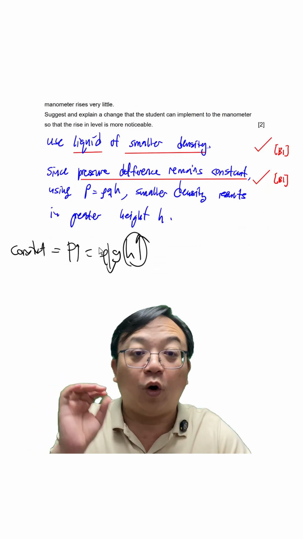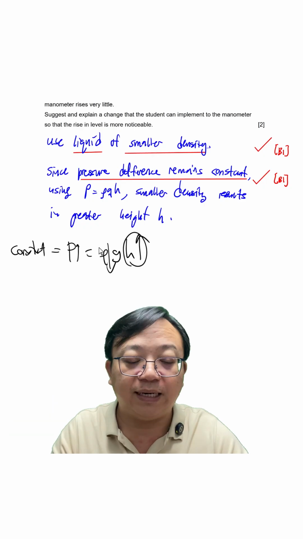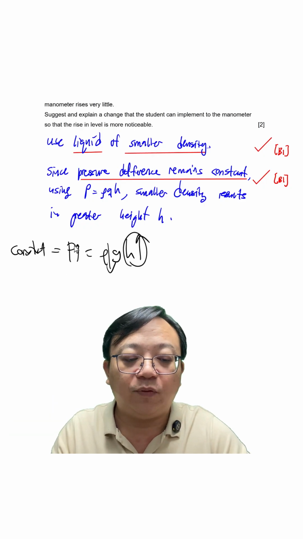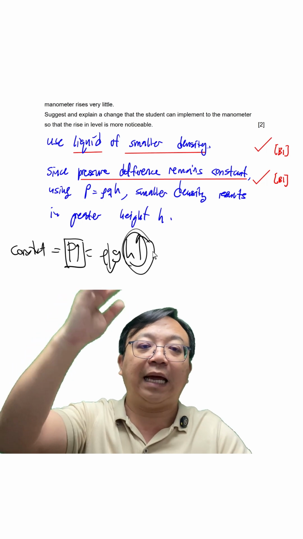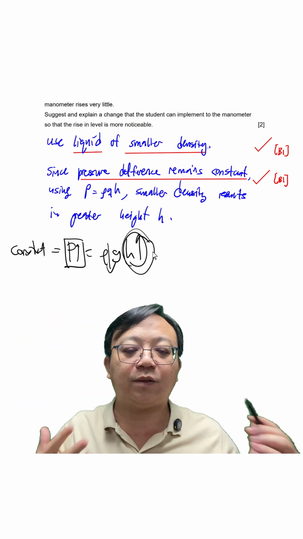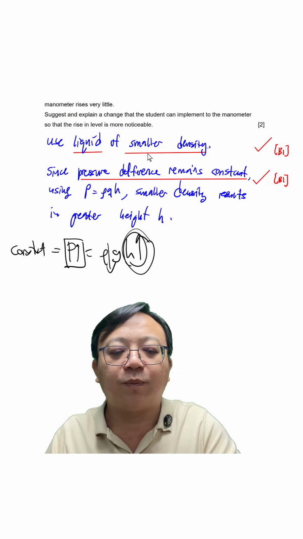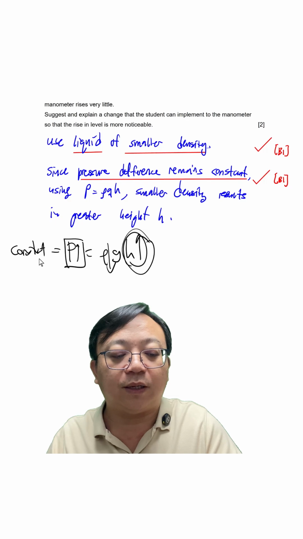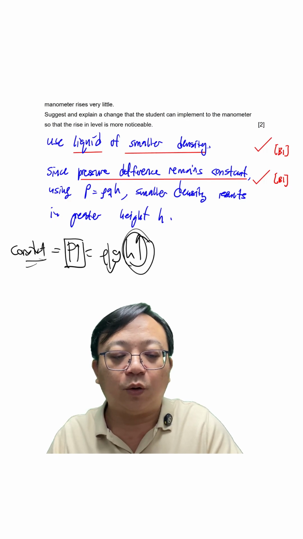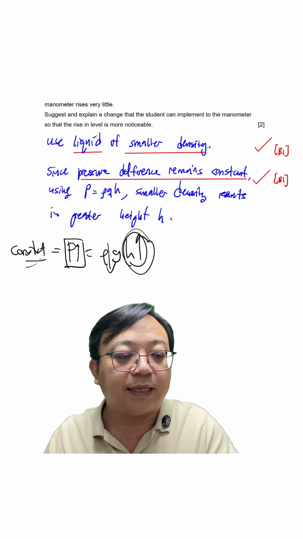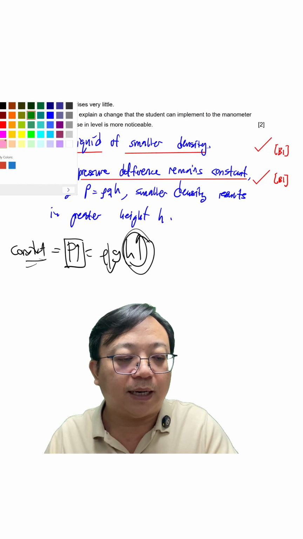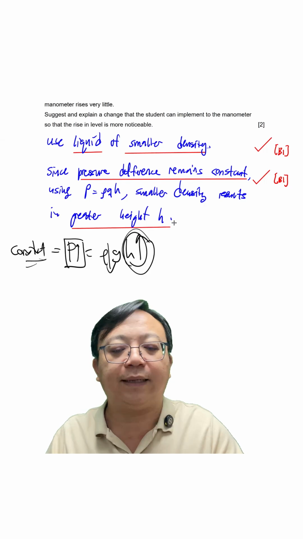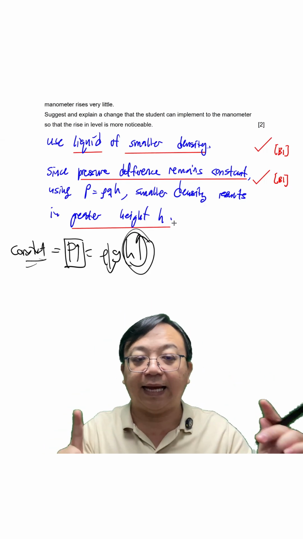If you use water, let's say, water is very, very less dense. Okay, then if you apply an increase of pressure, the height of the water will shoot up rapidly. Then it's very, very noticeable. Okay, that's why you need to write, use liquid of smaller density. Since the pressure difference remains constant, this pressure difference has no change, it is always constant, right? Yeah, using rho GH, smaller density results in greater height. Greater height, this is actually a keyword, so I shall underline this. A greater height. Okay, that is the idea.